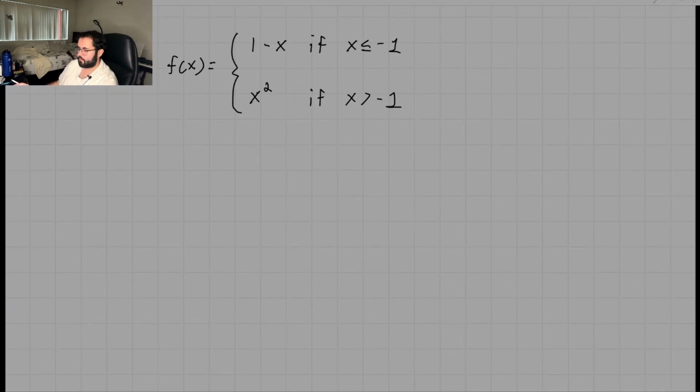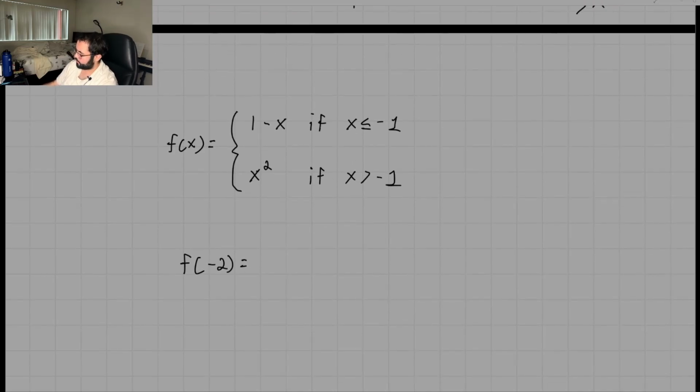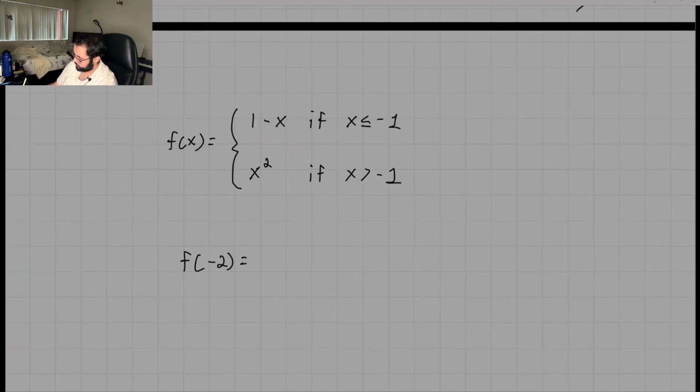So if I was to look at this function and ask myself, okay, what is the value of this function at x is equal to -2? Well, let's look at that. f of -2. If x is equal to -2, which part of the domain does that value fall under? Well, -2 is less than -1, which means that this is our defined function for that domain. So then here, this would be equal to 1 minus -2, and the answer to that is just 3.